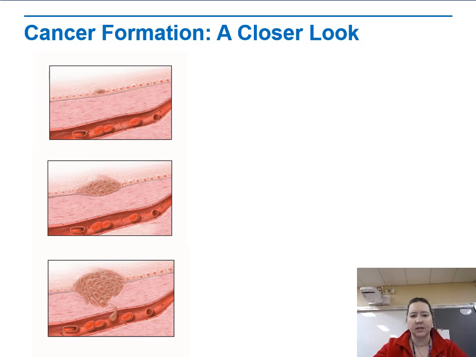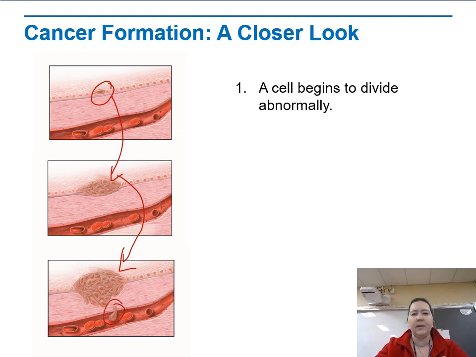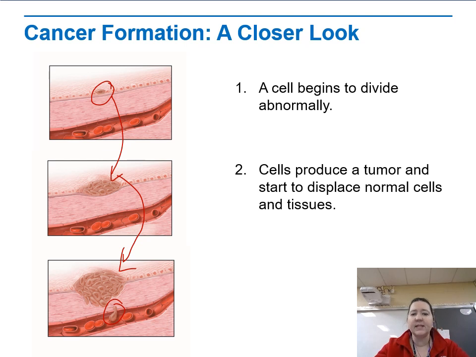So here we go, we end up with one cell that becomes many cells, that ends up becoming a tumor that travels. So the cell begins to divide abnormally, and then the cells produce a tumor. And the reason that cancer can be problematic is that there are two types of tumor: cancerous tumors and benign tumors.